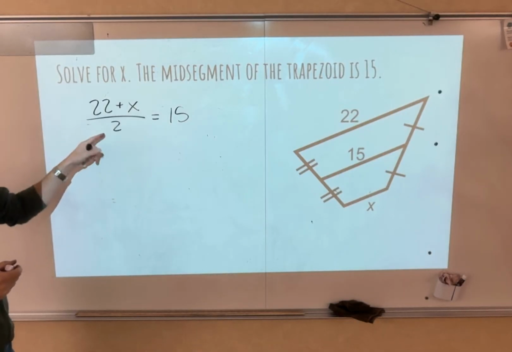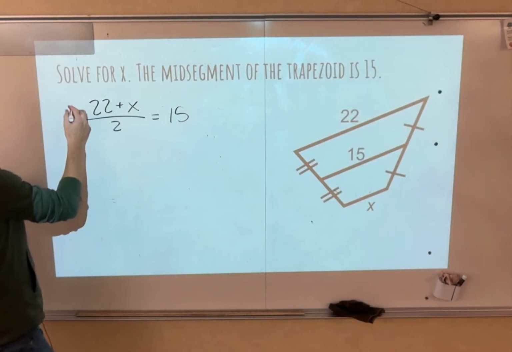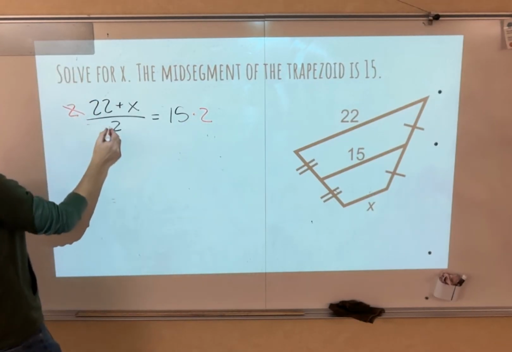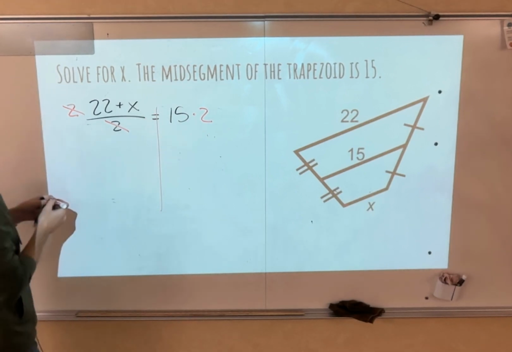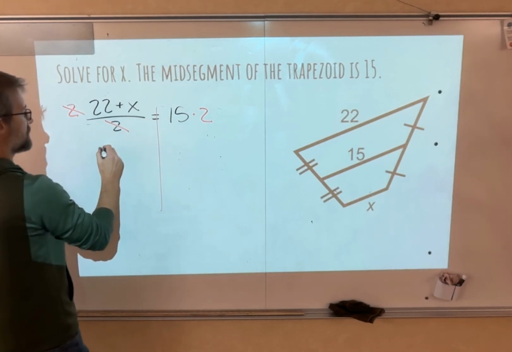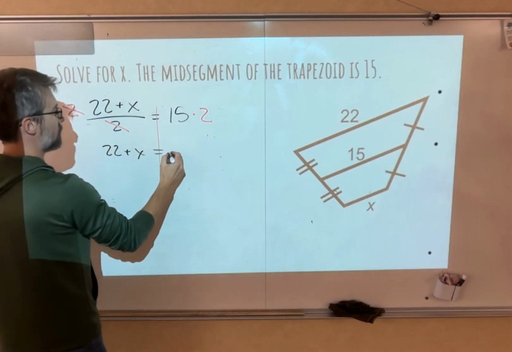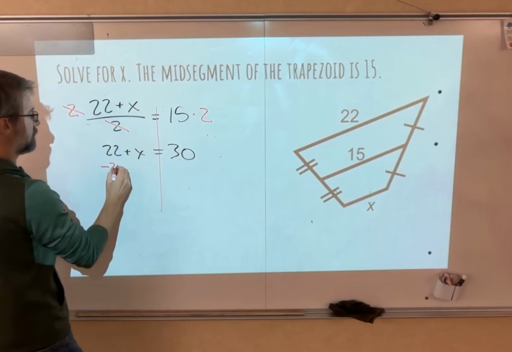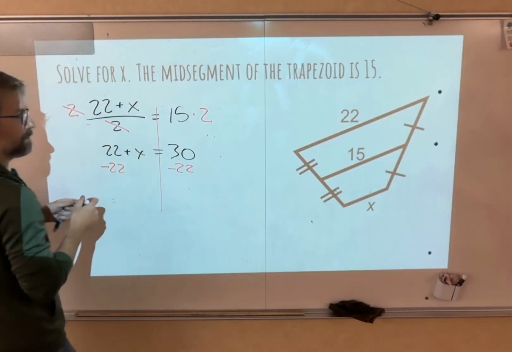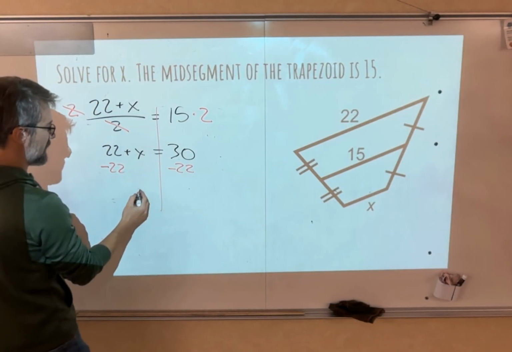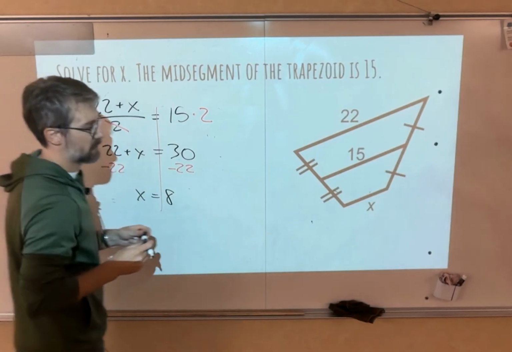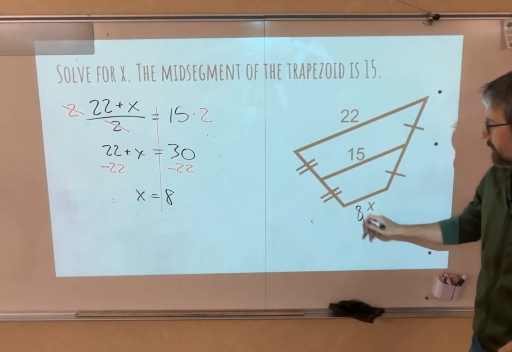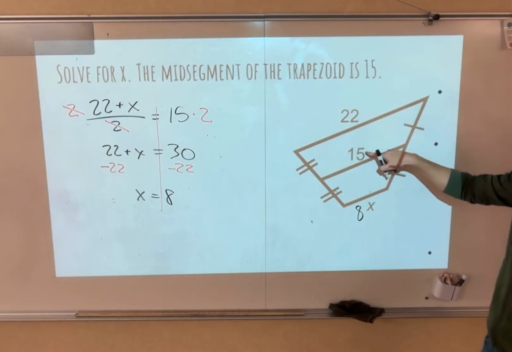So solving for this, I've got a number in the denominator. I'm going to get rid of that first because I don't like fractions when I'm working with algebra. I try to get rid of them if I can. And so what we are left with is 22 plus x is equal to 30. And now if I subtract that 22 from both sides, I should get my missing side length, my missing base, which has a length of 8. So this base has a side length of 8, and the average of 8 and 22 is 15.